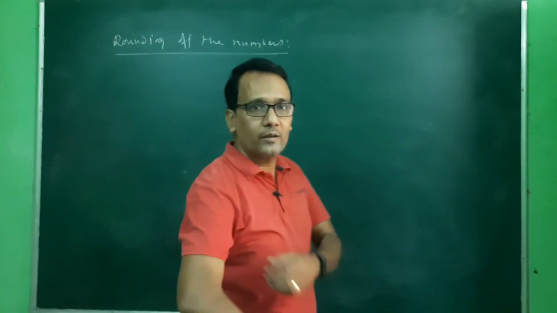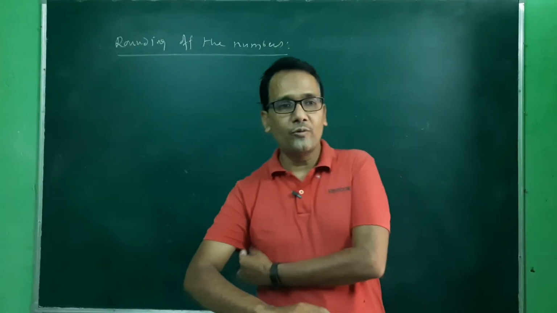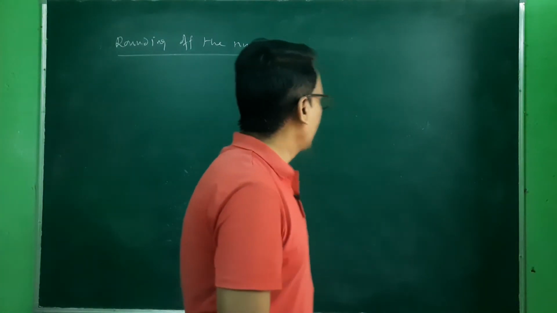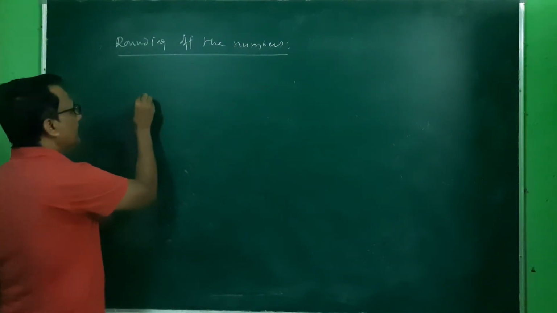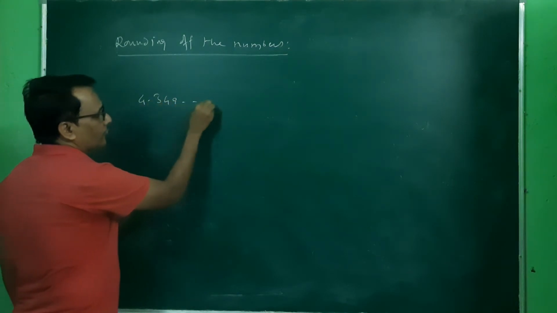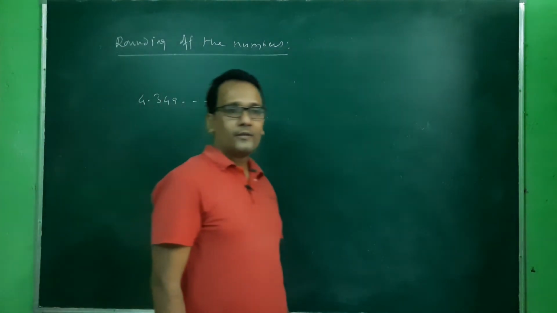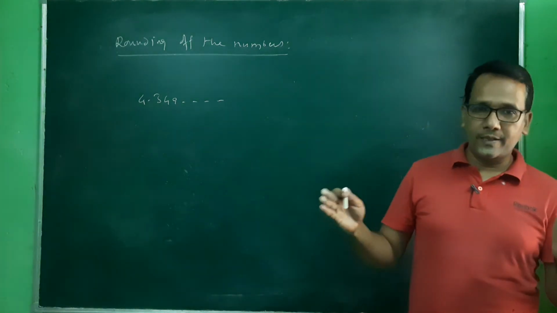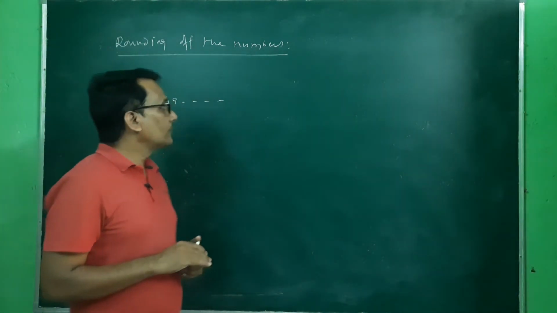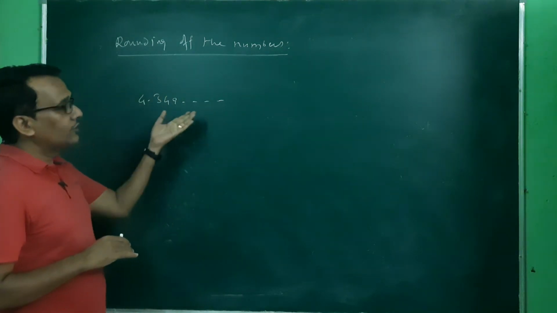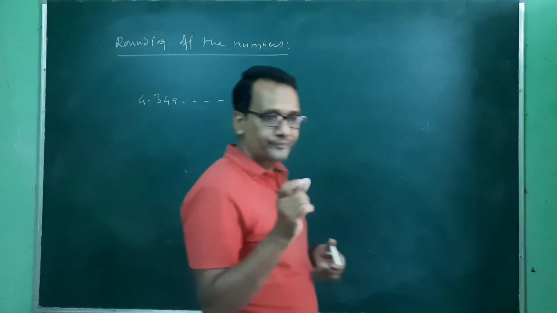So in general, in various calculations we use a calculator. After calculation we get something like 4.349, with so many digits. So there is a need to round off those digits into a short form.